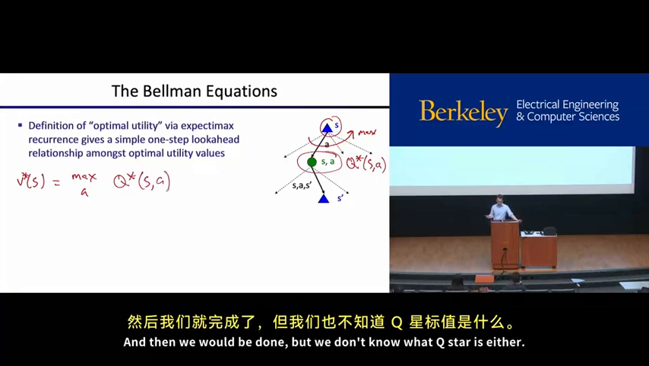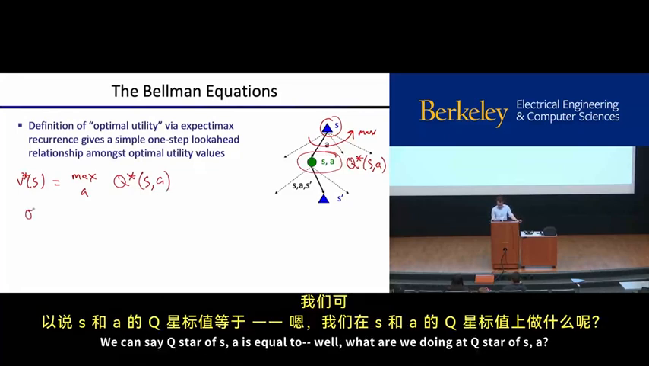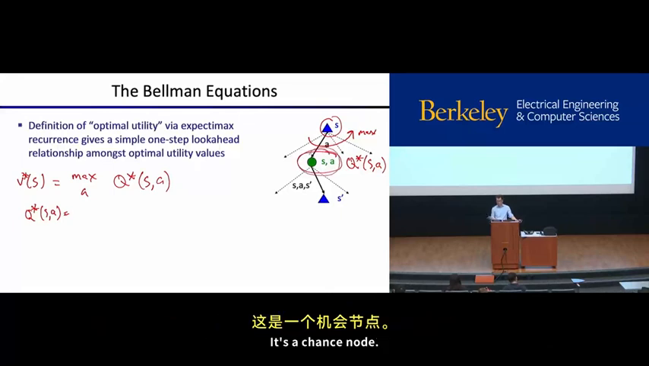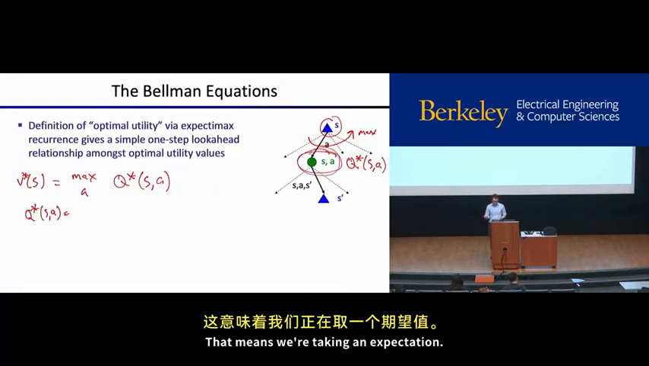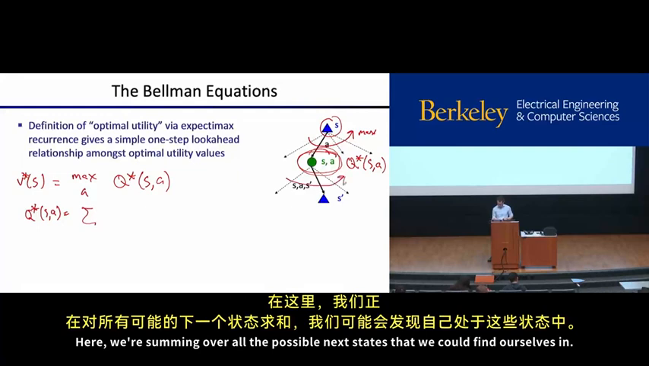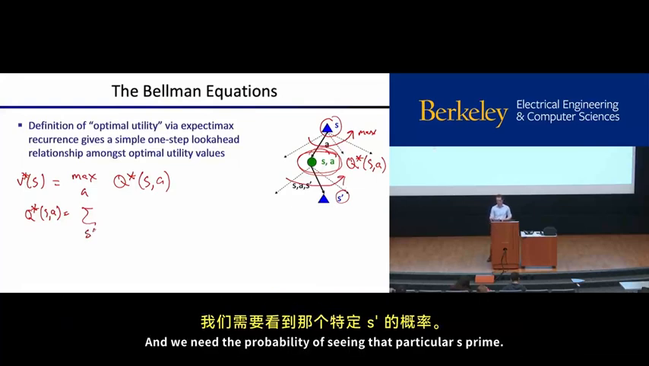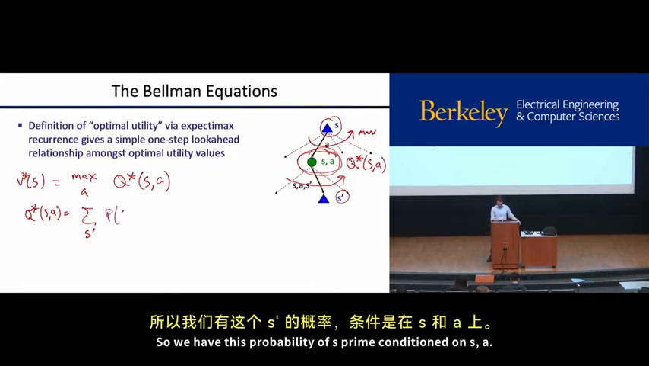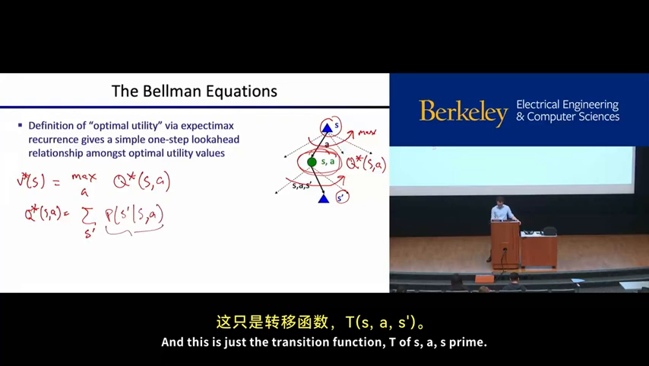But we don't know what Q star is either, right? So there's another way that we can write this. We can say Q star of SA is equal to, well, what are we doing at Q star of SA? What are we doing at this chance node? It's a chance node. That means we're taking an expectation. So for an expectation, we have to sum over something. Here we're summing over all the possible next states that we could find ourselves in. So we have S prime, and we need the probability of seeing that particular S prime. So we have this probability of S prime conditioned on SA. And this is just the transition function, T of SA S prime.